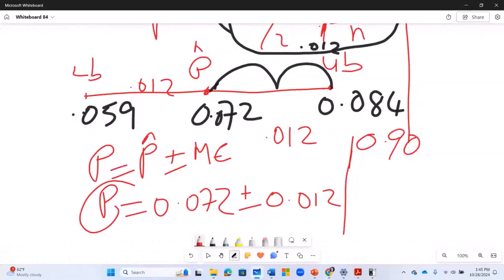Okay, tomorrow, next time we're going to review proportion confidence intervals before we get into confidence intervals for the means. So today we did proportion confidence intervals. We used that calculator.